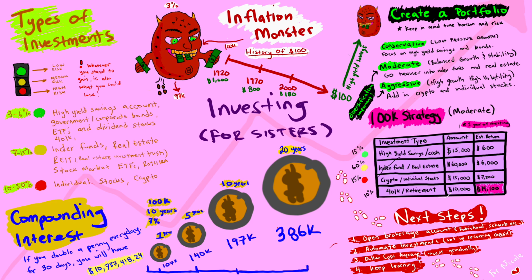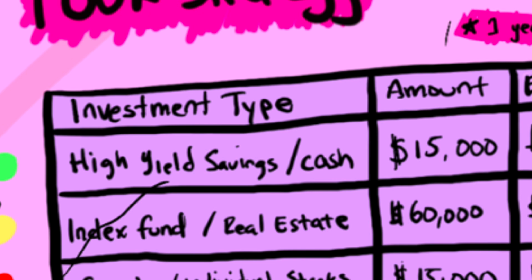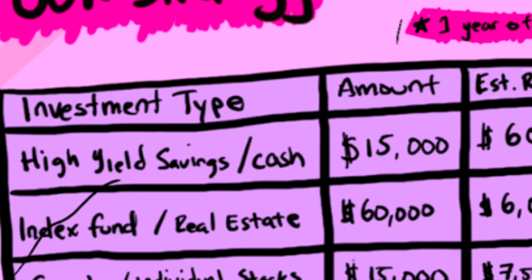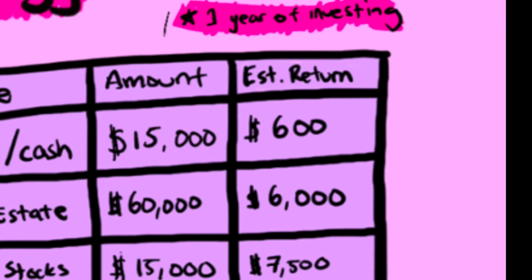So say you have $100,000 and you are in the moderate camp. If this was a moderate portfolio, I would take 15% of my overall money and throw it into a high yield savings. This is my emergency fund. This is, oh crap, they fired all of the Costco employees and now I need to just sit back and try and find another job. With this 15%, you can still earn a bit of interest. Remember, it's about 3%, but your estimated return after a year of investing $15,000 is about $600.